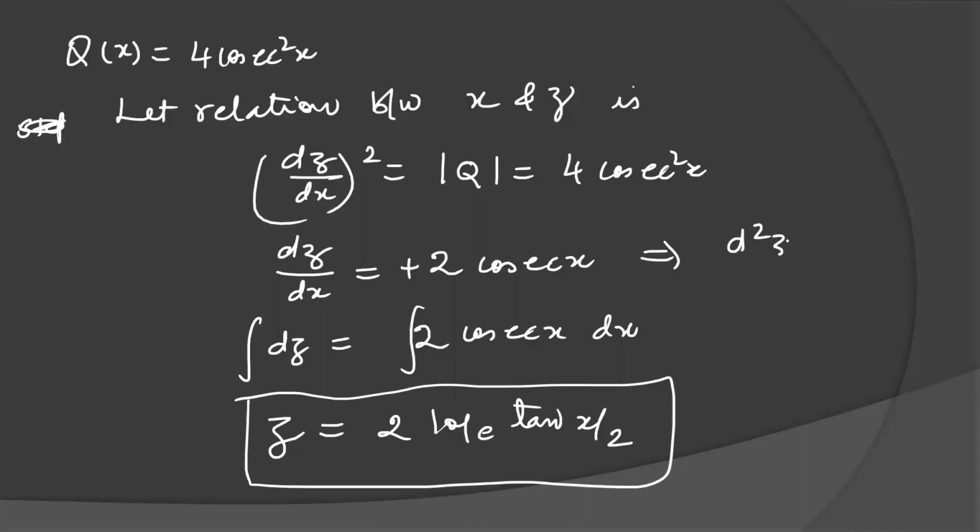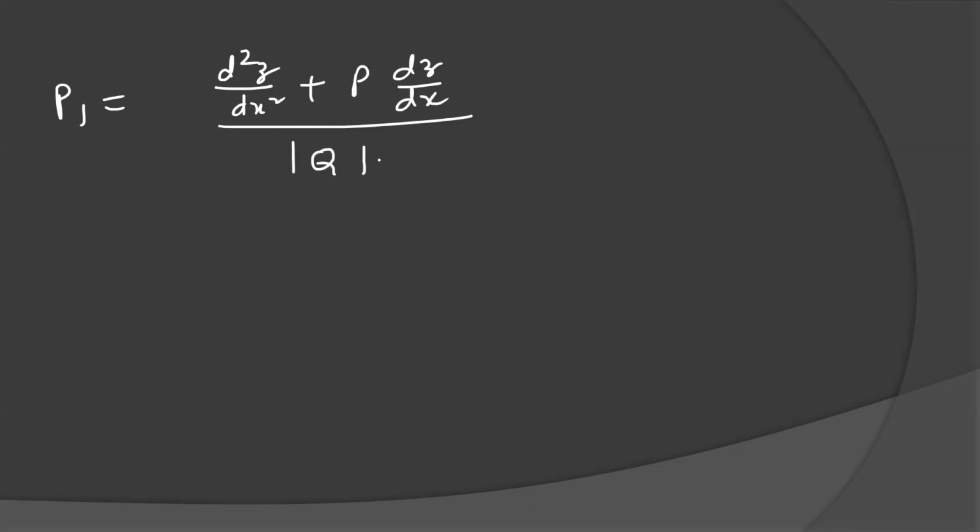Now, you have dz by dx. Can you find d2z by dx2? Because it will be used in the P1 expression. That will be minus 2, derivative of cosec x is minus cosec x into cot x. Now we will find P1. So P1 is actually (d2z by dx2 plus P dz by dx) over mod Q. Everything now depends on this expression. If it is a constant, then we will proceed. Otherwise, we will not use this method.